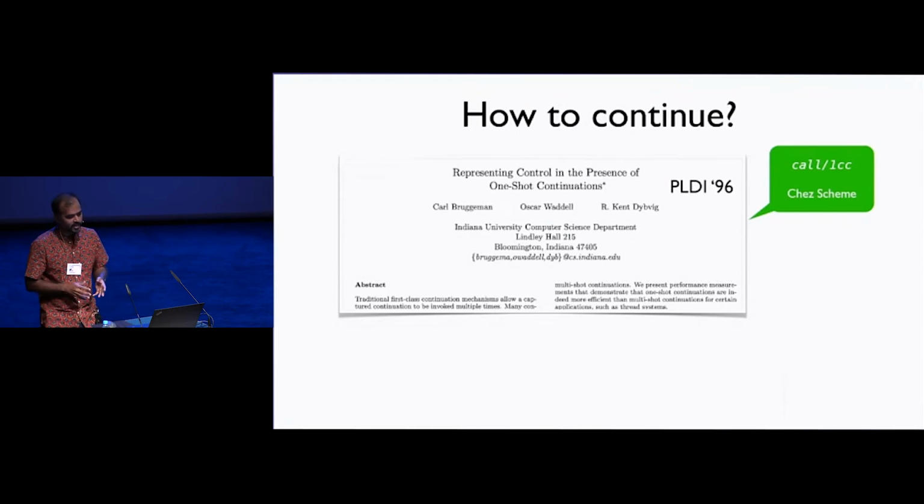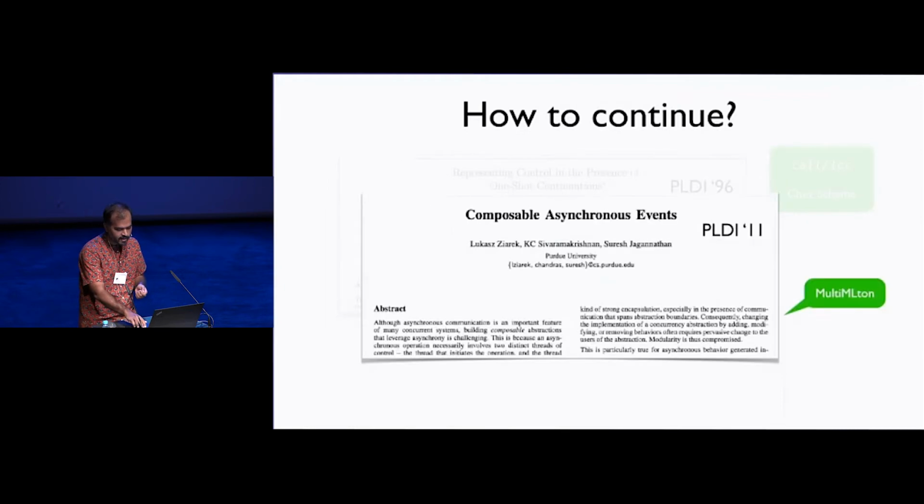Carl Bruggeman and Ken Dybvig showed how to represent one-shot continuations efficiently in Chez Scheme. And they also showed that you can express all sorts of concurrency mechanisms just using one-shot continuations. In MultiMLton, we had implemented an asynchronous and parallel extension of Concurrent ML using one-shot continuations in MLton.